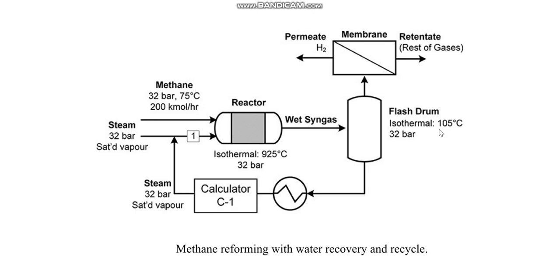Hello again. In part one of this tutorial, we simulated the reactor where methane reacts with steam to produce the wet syngas, carbon monoxide, and hydrogen. This is a methane reforming process. So this syngas contains some unreacted methane and steam, and of course the products carbon monoxide and hydrogen. This stream is passed to a flash drum where the temperature is reduced to 105 degrees C. So the water is condensed and it is recycled to the reactor.